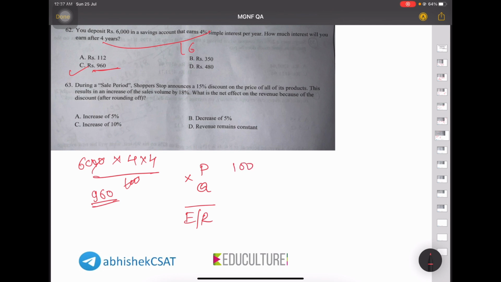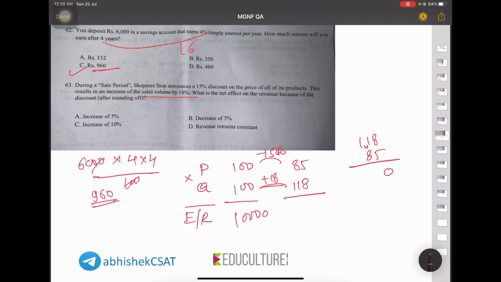So first of all, price is 100, but they reduced it by 15%, then it will become 85. Now the volume of sales increases by 18%. That means 100 plus 18, so that is 118. So 100 into 100 is 10,000, and 118 into 85 gives 10,030. So on 10,000, 30 is increased.